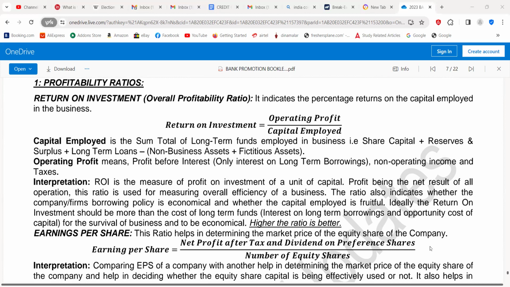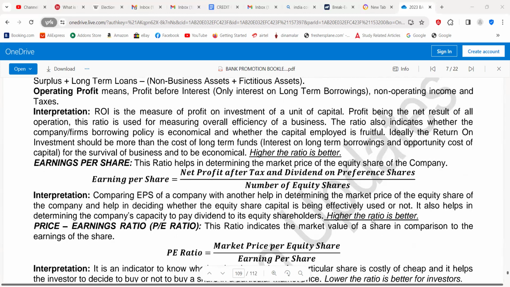Higher the ratio, it is better. So at least 2:1, 3:1, when I say it is better. Very good. Continue. Earnings per share.